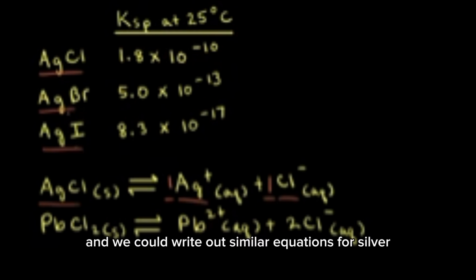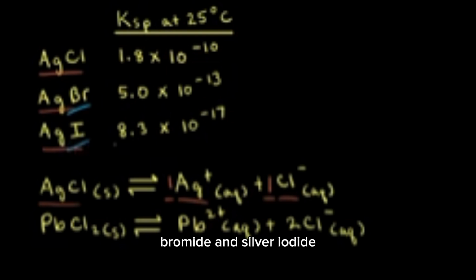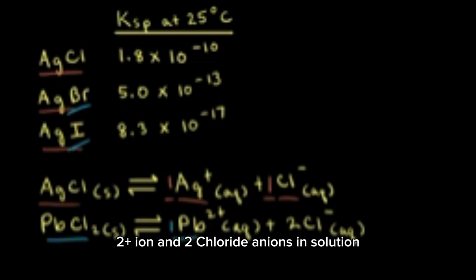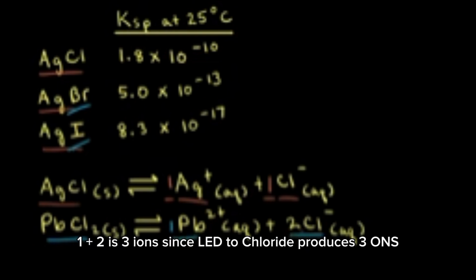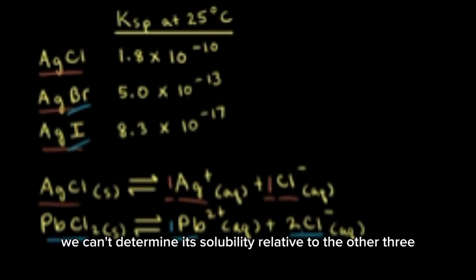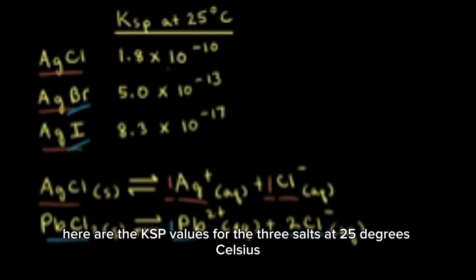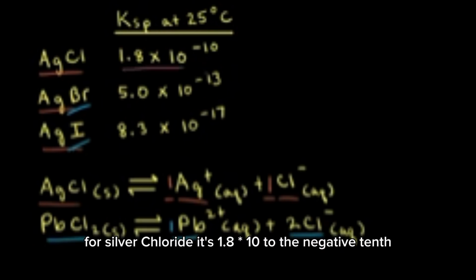And we could write out similar equations for silver bromide and silver iodide, so they all produce 2 ions in solution. However, a salt like lead 2 chloride produces 3 ions in solution. So lead 2 chloride would give 1 Pb2 plus ion and 2 chloride anions in solution. 1 plus 2 is 3 ions. Since lead 2 chloride produces 3 ions in solution, we can't determine its solubility relative to the other 3 by comparing KSP values. Here are the KSP values for the 3 salts at 25 degrees Celsius. For silver chloride, it's 1.8 times 10 to the negative 10th.